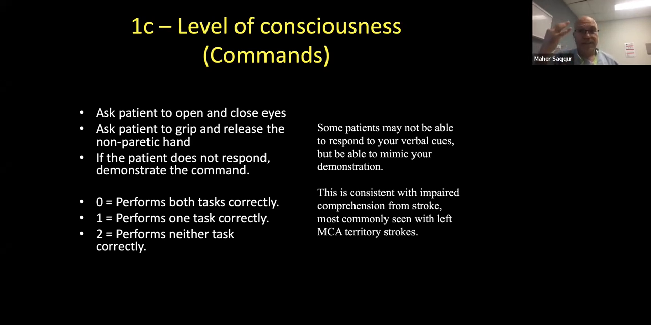So the level of consciousness has 3 items: the arousal, the questionnaire, and the command. Arousal, questionnaire, command. Now again, you do not need to remember these items as long as you have them in a pamphlet or on your phone, the NIH stroke scale, and you can very much score it. But what's more important is to know how to perform the test.